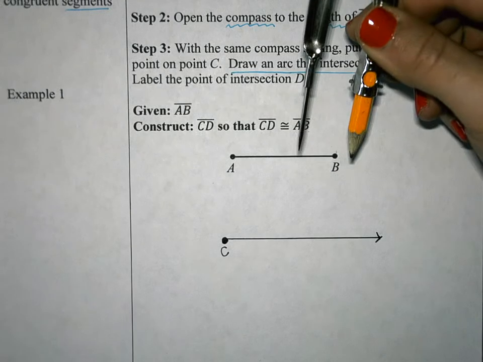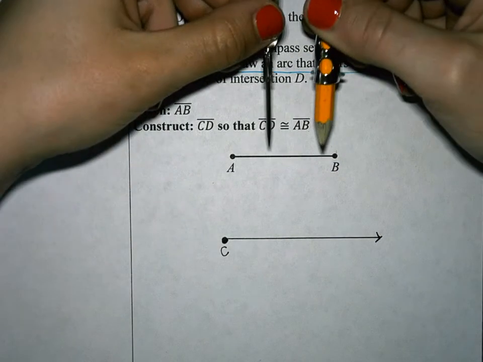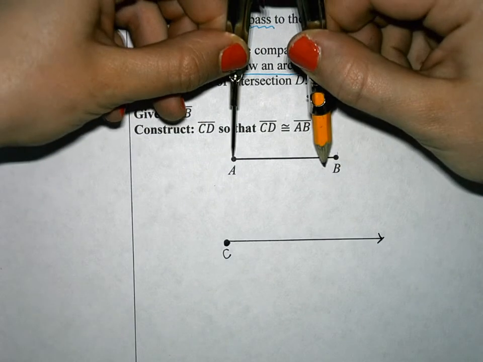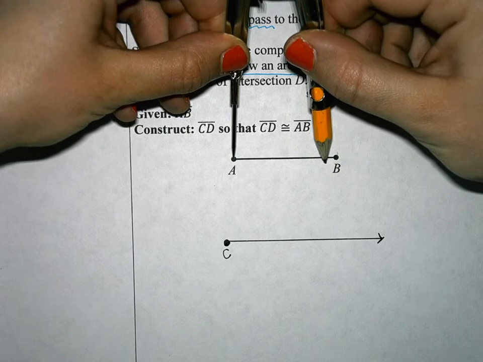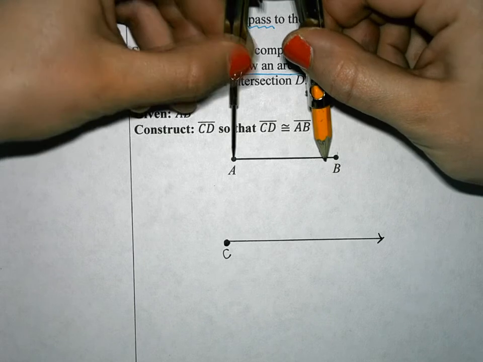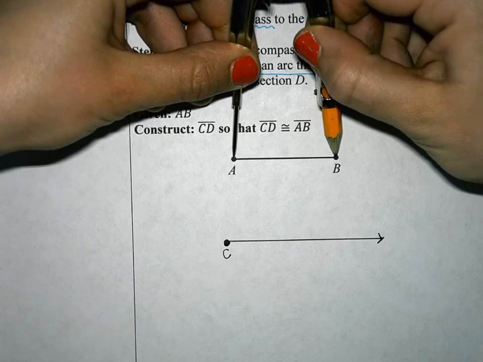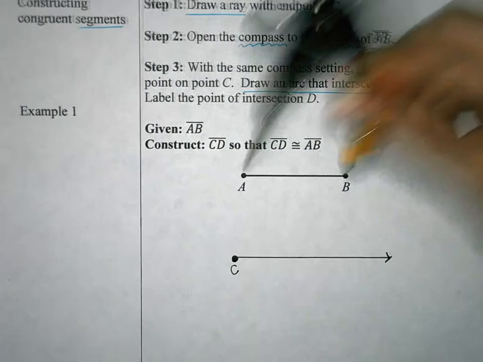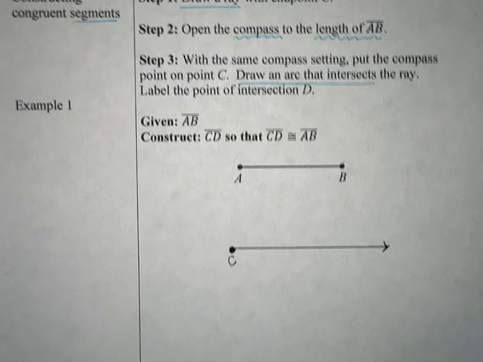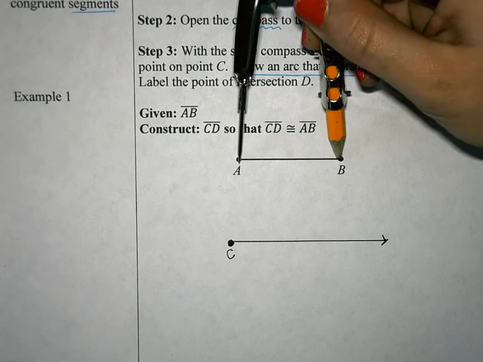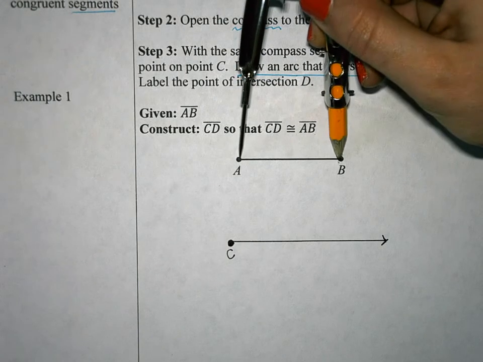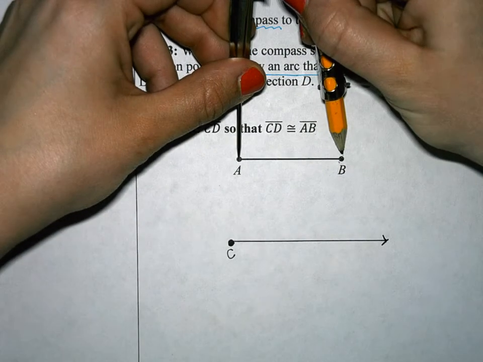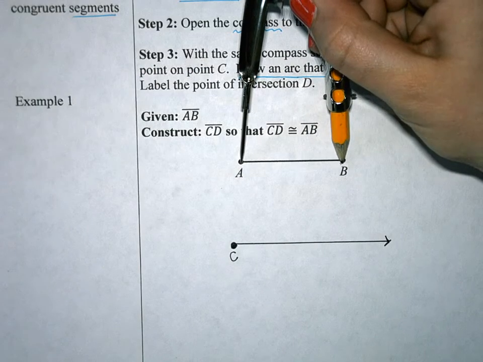So you're going to take your compass and open it wide enough so that the pointy end will touch A and the pencil end touches B. So it should be going from point A to point B, so that it's the same length as segment AB. You want to try and get exactly in the middle of each point.